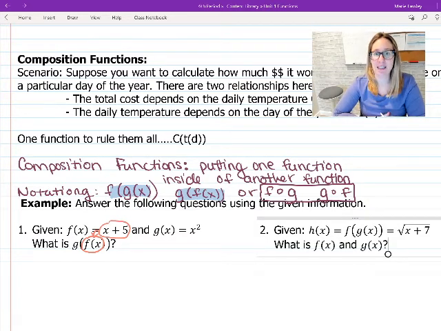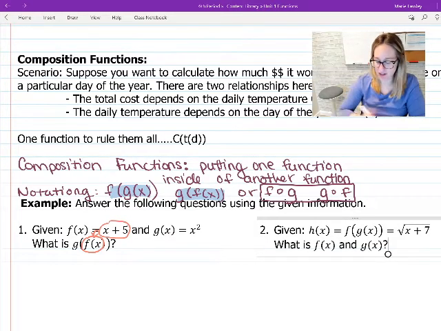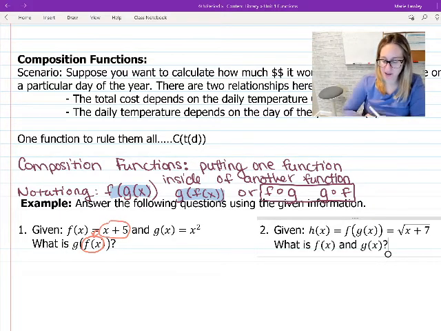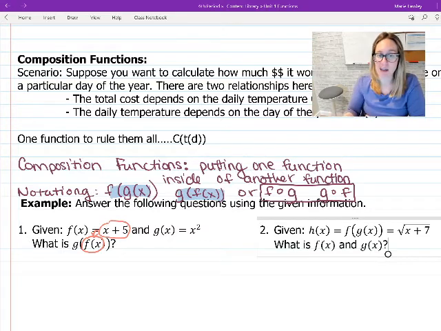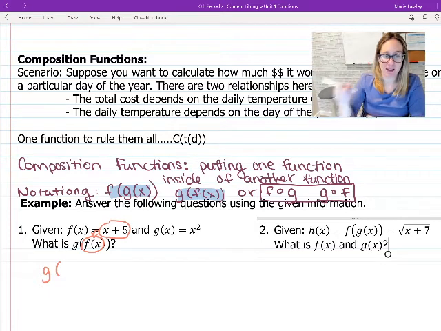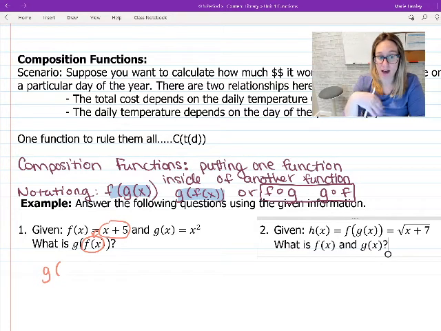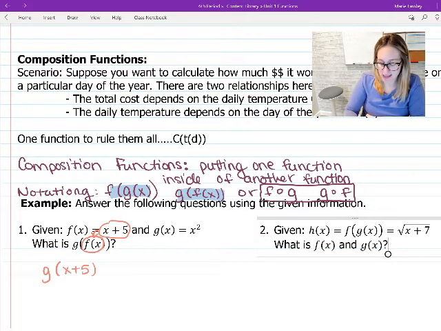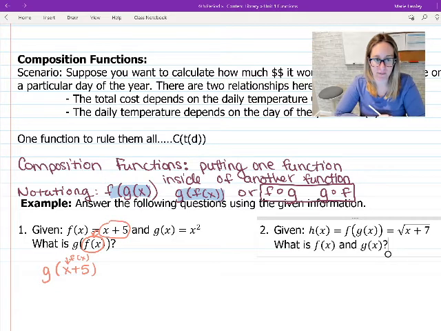Okay, let's see what that looks like. So function f is x plus 5. What you can do, and what some people do because it helps them make a little bit more sense of this, is they replace the f of x in the equation piece with what f of x is. So they'll do g of x plus 5, because that is f of x, right? f of x is x plus 5.